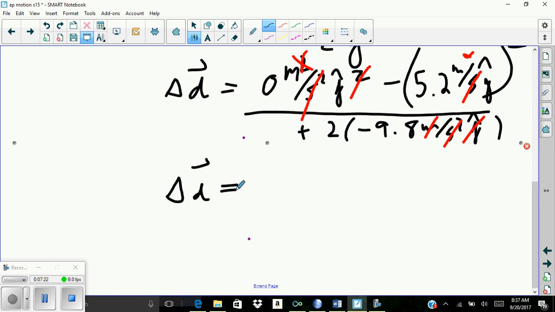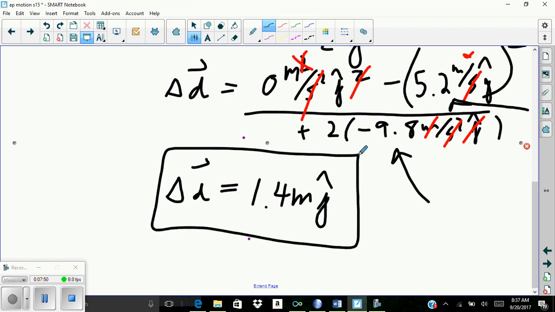Now, be careful. See this right here? That's a constant. Constants do not have sig figs. Never, ever, ever use 9.8 to determine your sig figs for your answer, or any constant for that matter. Okay, be very careful about that. This number right here has 2 sig figs. So that gives me 2 sig figs for my answer, so it's 1.4 meters J hat. So it goes up 1.4 meters from my hand.